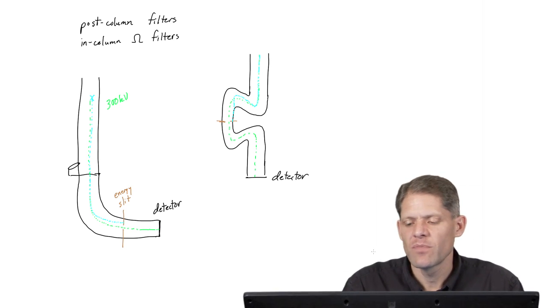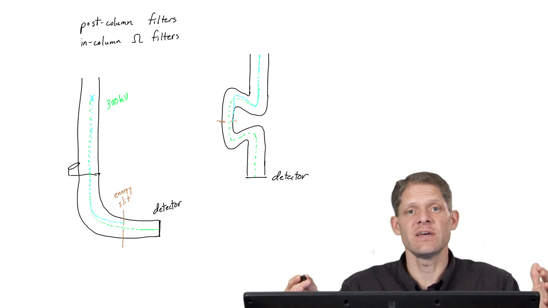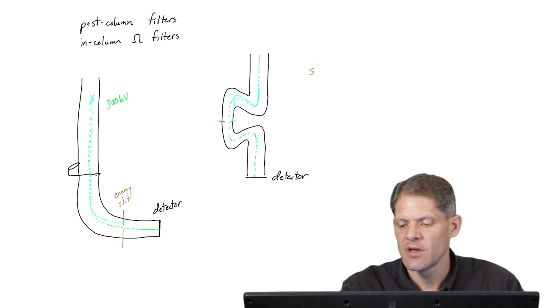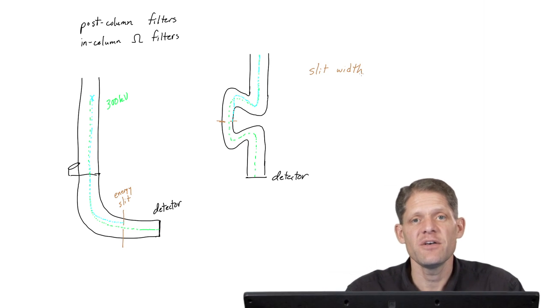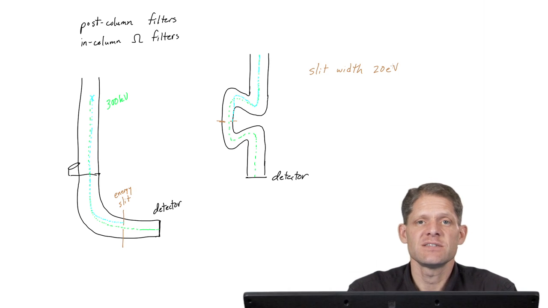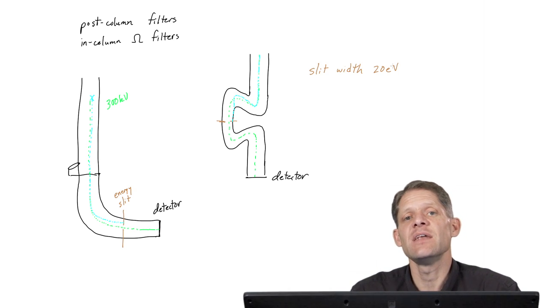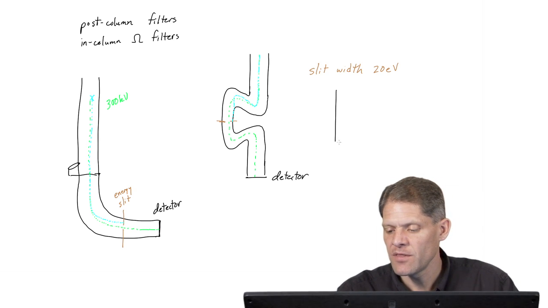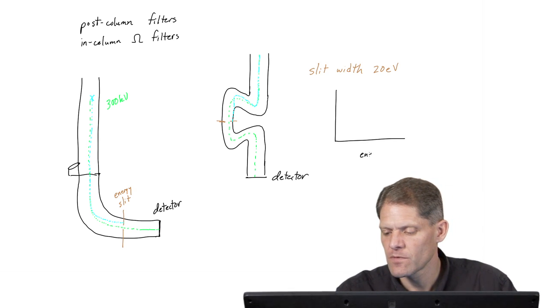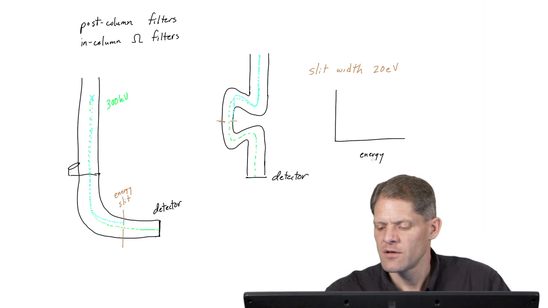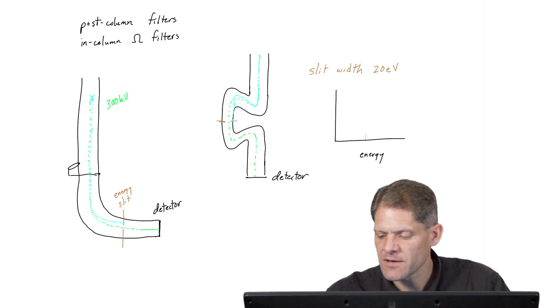Now, in both cases, there's the possibility of removing the slit altogether. Or if the slit is in, it's possible to choose the slit width. Typical values for cryo-EM are 20 electron volts, because most inelastic scattering events remove more than 10 eV from the incident electron. We could plot, for instance, the energies of the various electrons coming down the microscope.